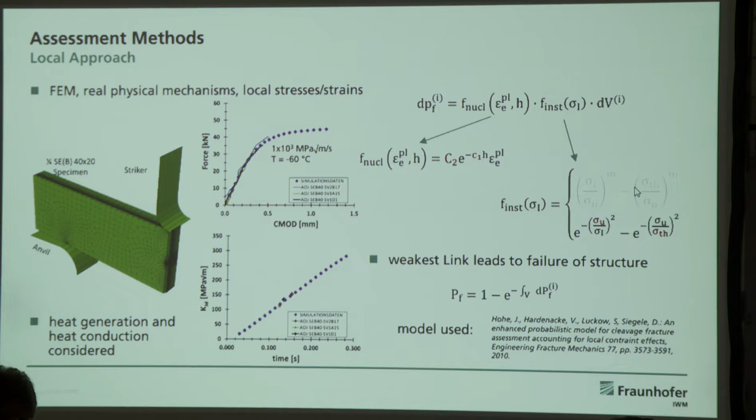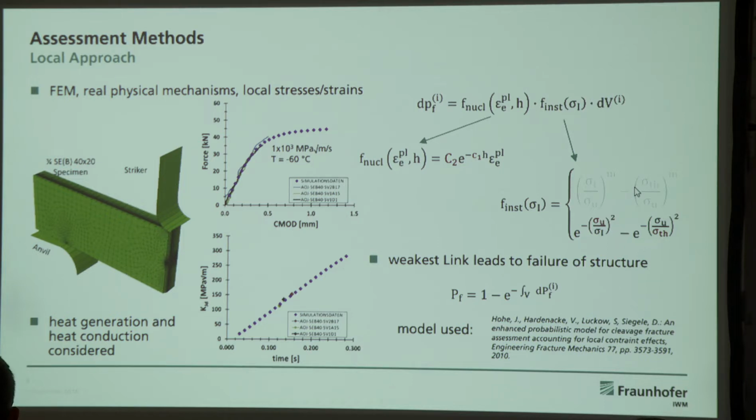So we don't rely on macroscopic parameters such as K here to assess fracture, but we want to actually use real physical mechanisms to describe failure in the material, and by that we use local stresses and strains, which we obtain by doing rather complex FEM simulations, as you can see here. So I simulated 1/4 of the bending specimens, as you can see on the left.